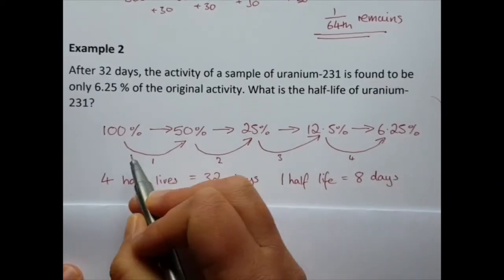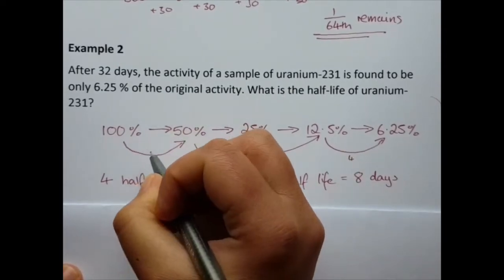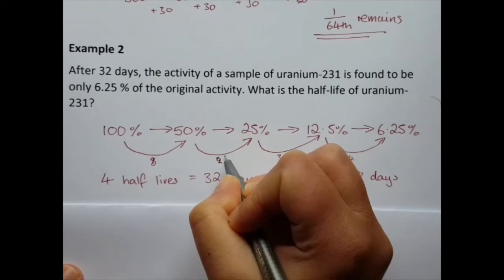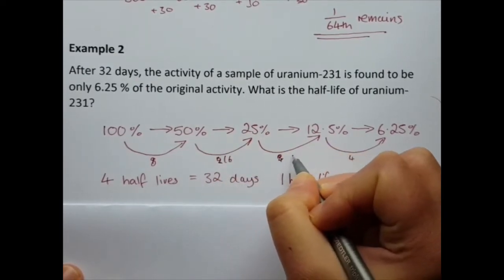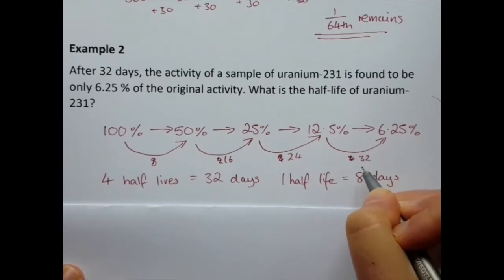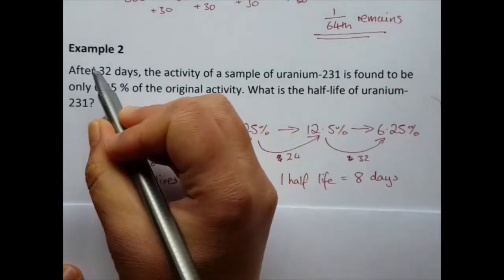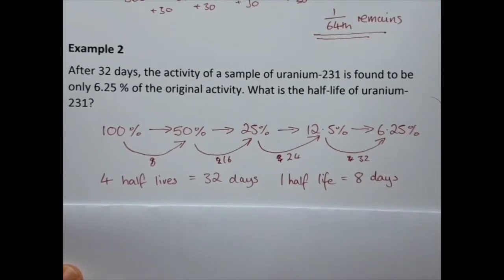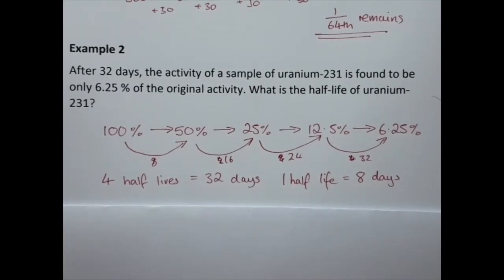And if you want to, you can just put that number back in. So if this was 8 days, then we'd have another 8, so we'd get to 16. Then we'd have another 8, so we'd get to 24. And then, just like we thought, after 32 days, we would get our 6.25% if the half-life is 8 days. So that's just a way of going back and double checking your answer.